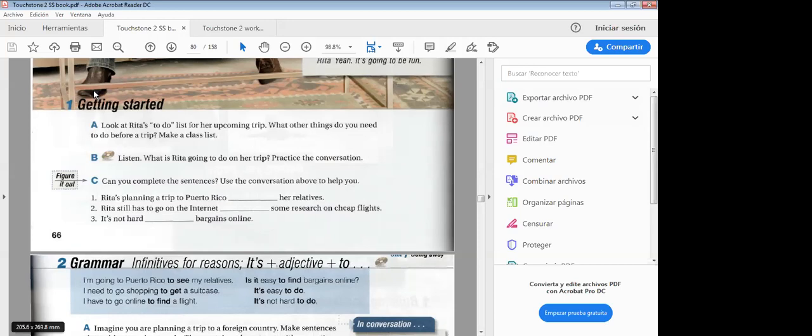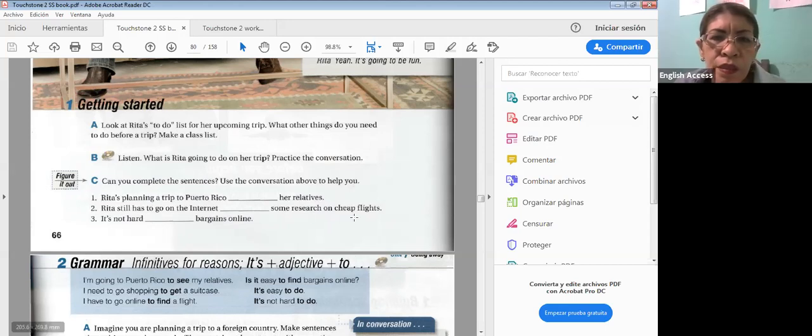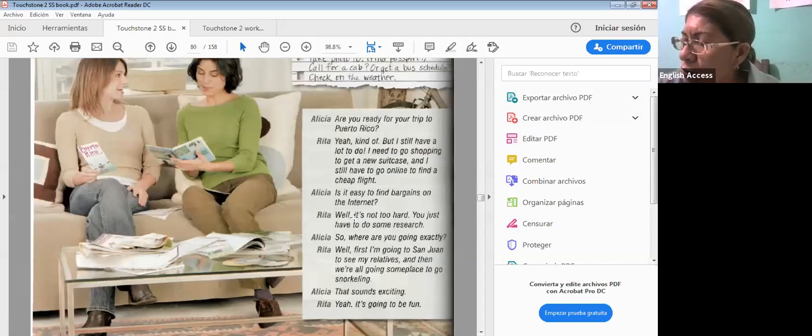Page 66, Unit 7, Going Away. Lesson A, Getting Ready. 1. Getting Started. B. Listen. What is Rita going to do on her trip? Practice the conversation. Are you ready for your trip to Puerto Rico? Yeah, kind of. But I still have a lot to do. I need to go shopping to get a new suitcase, and I still have to go online to find a cheap flight. Is it easy to find bargains on the internet? Well, it's not too hard. You just have to do some research. So, where are you going exactly? Well, first I'm going to San Juan to see my relatives. And then we're all going someplace to go snorkeling. That sounds exciting. Yeah, it's going to be fun.